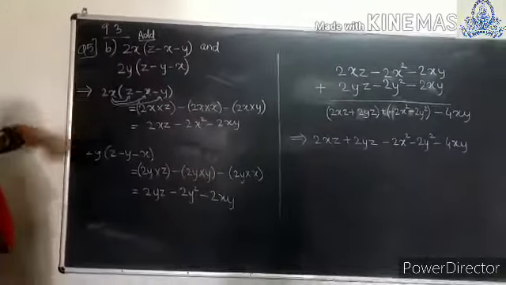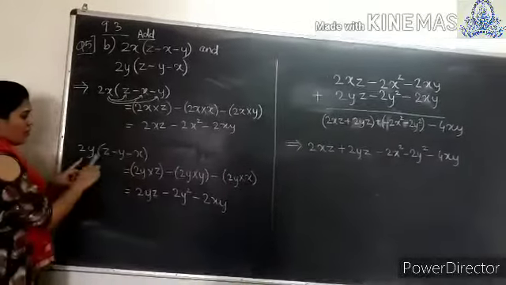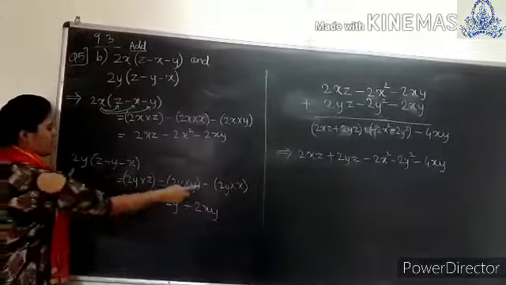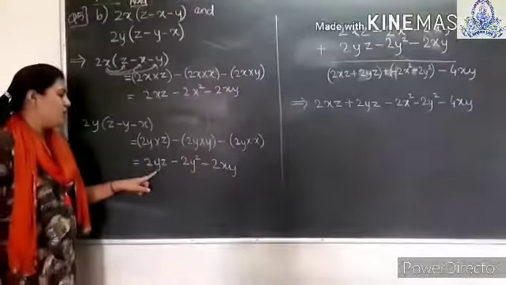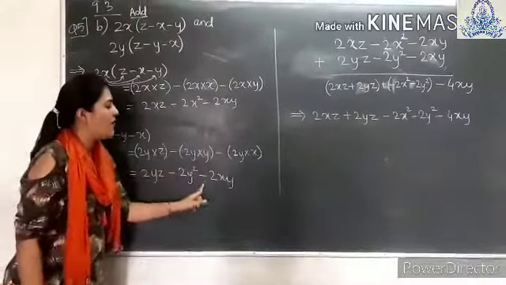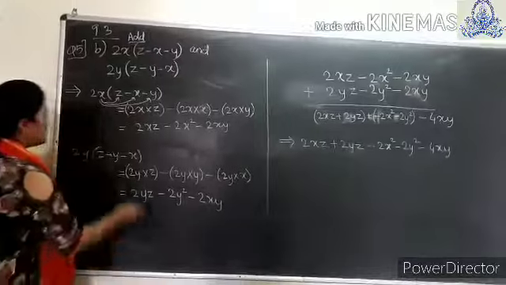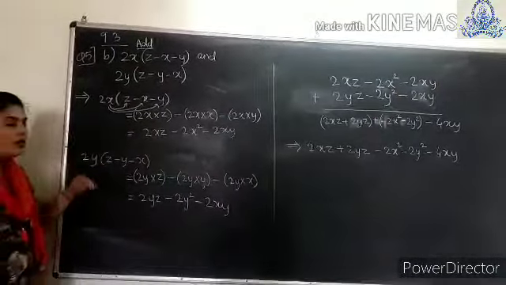Similarly, see the next expression, 2y into (z minus y minus x). So 2y into z, minus 2y into y, minus 2y into x, which gives you 2yz minus 2y square minus 2xy. Okay, now see, these are the expressions. Now we have to add them.